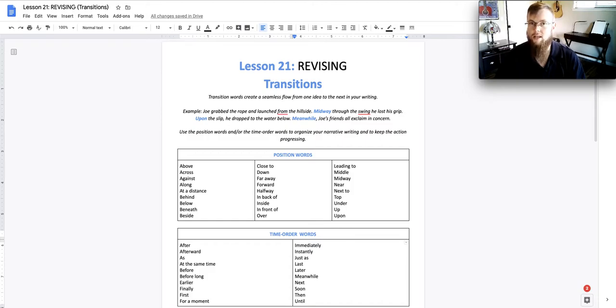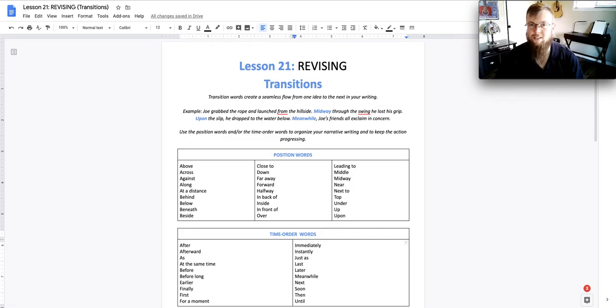Lesson 21, revising, and specifically for transitions. So, transitions, what are they? They are words or terms that allow the reader to smoothly move from one sentence or paragraph to the next. It allows a seamless transition or change of action or topic. And it sounds natural. It doesn't sound forced.